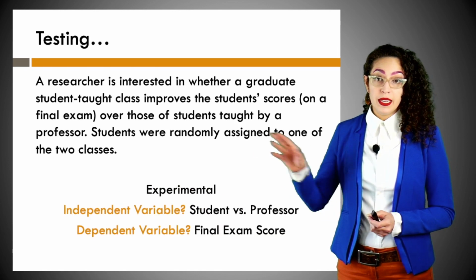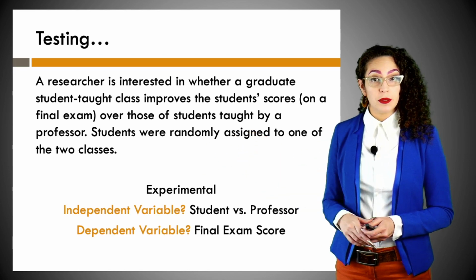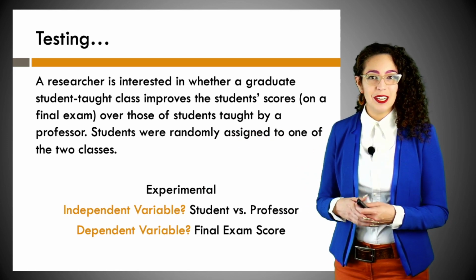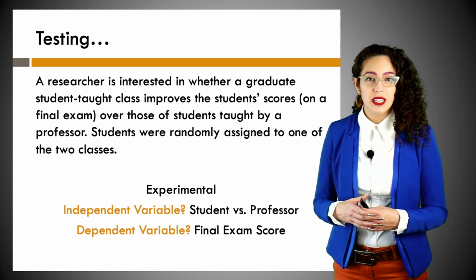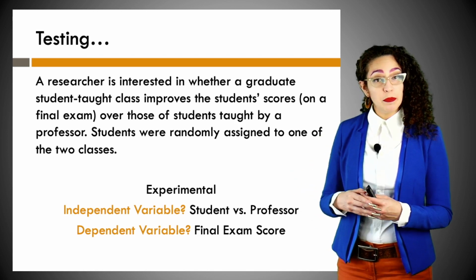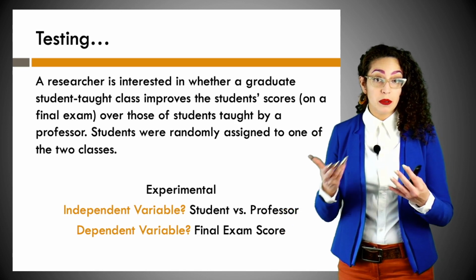Well, this right here, randomly assigned, should give you a big clue that it's experimental. There's a new type of treatment, which is the independent variable, the student teacher versus the professor, and you are going to impose that as the researcher. And the dependent variable would be this final exam. That's the thing we're going to measure afterward to see if they were different from each other.